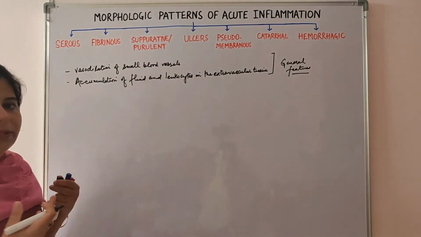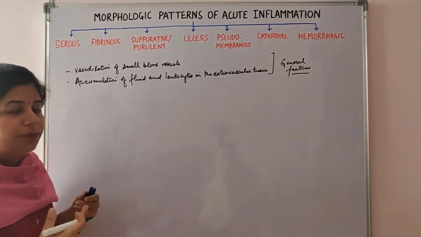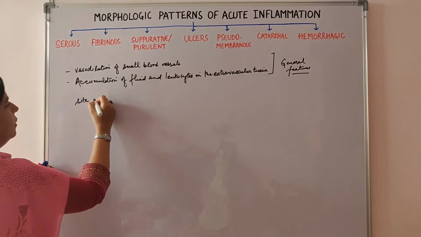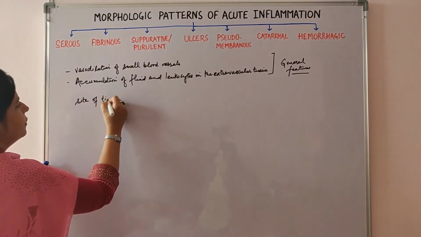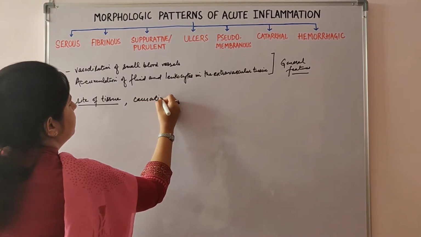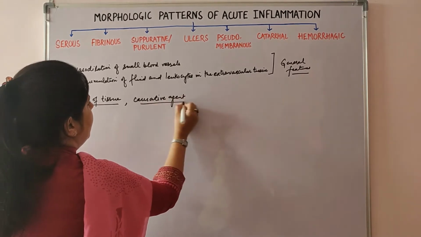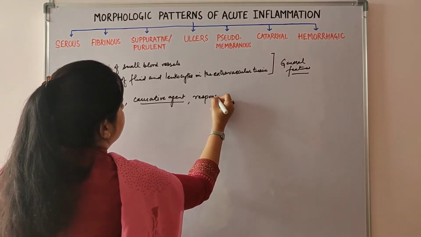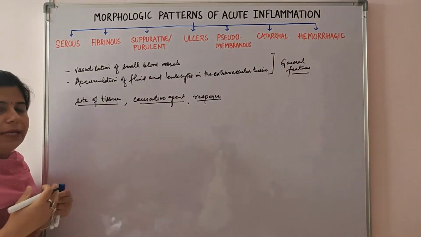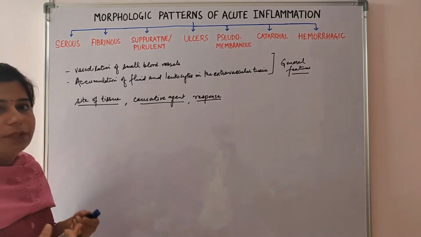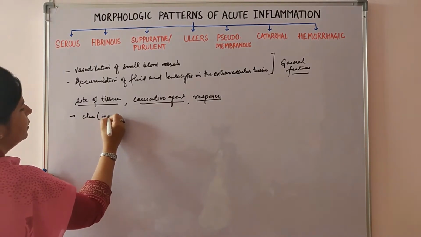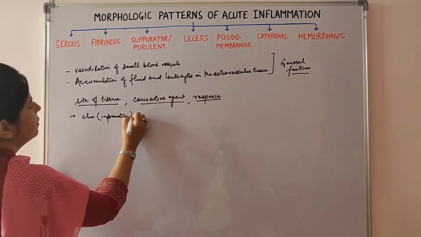but there can be some special morphologic patterns of acute inflammation depending on the site of involvement of tissue, depending on the causative agent, and the severity of the inflammatory response. And why is it important to study the morphologic patterns of acute inflammation? Because they provide some clue or information about the causative agent.